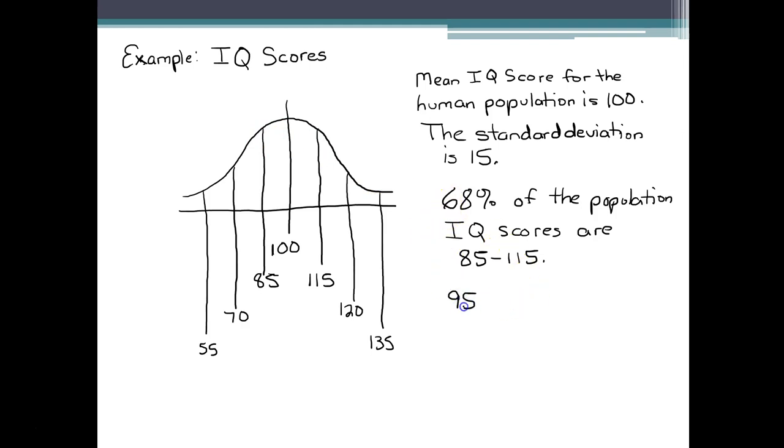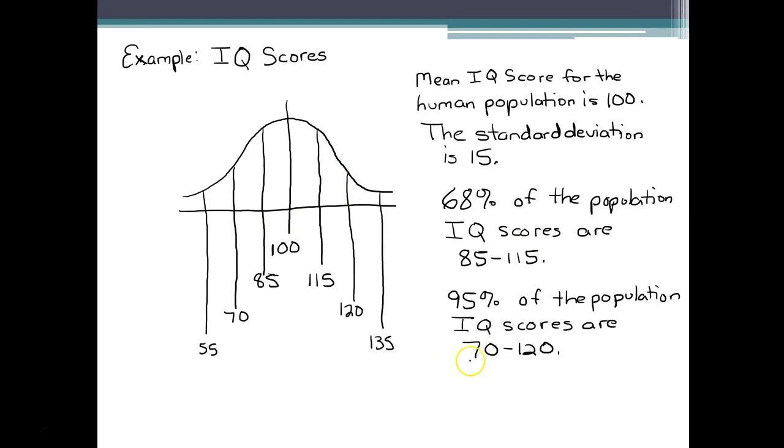95% of the population IQ scores are 70 to 120. So if you're somewhere from 70 to 120, hey, that's cool. You're part of 95% of the population. And that 95% includes the 68% that was in here, plus that additional 27%. So you got 13.5% and 13.5% covered in these two little areas here.